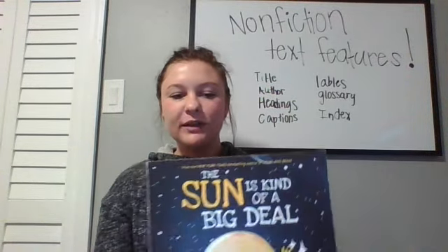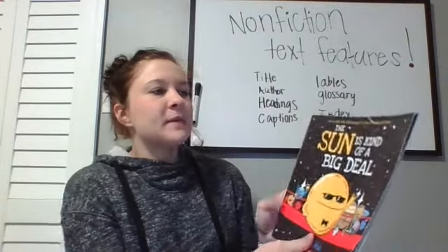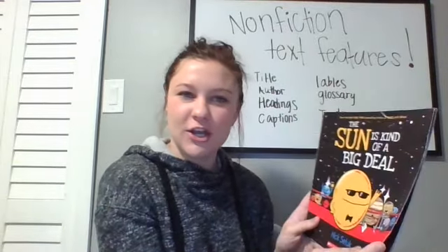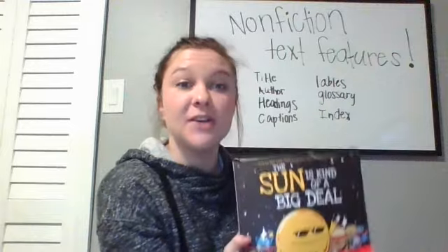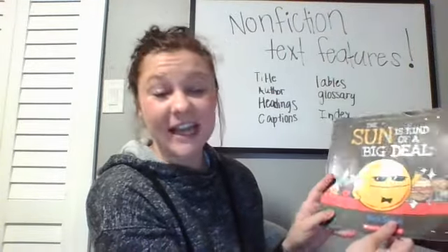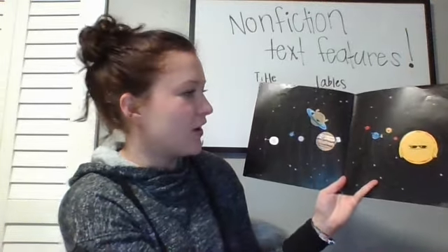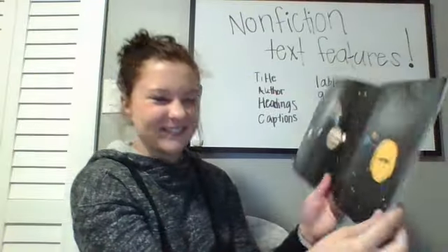So I'm not going to read the whole story today because it's really long, but I'm going to kind of skim through it and show you some of the main things that non-fiction texts have in them. So the sun is kind of a big deal. Here inside we have all the different planets. I think this one's really cute. It's little Pluto. He says, "Hello, remember me, Pluto?"